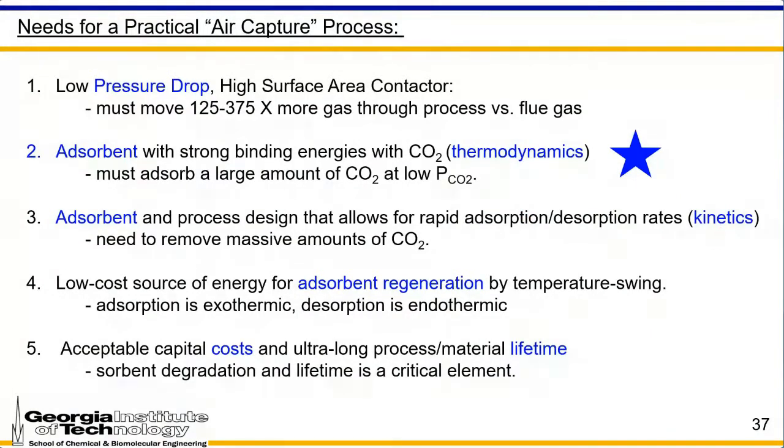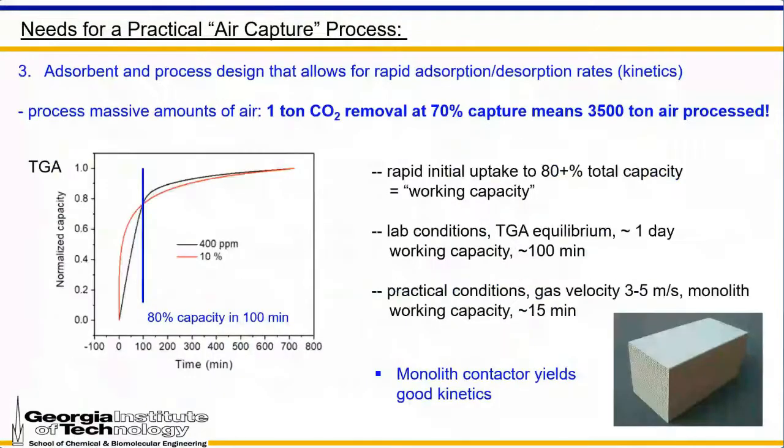We need to cycle the CO2 on and off these materials as quickly as possible. And we need to process a lot of air in order to make this practical. So at 70% capture, where we're capturing 70% of the CO2 that passes through our process, in order to get 1 ton of CO2, we need to process 3,500 tons of air. And for that reason, we use these monolith contactors. But in the lab, we use a TGA typically.